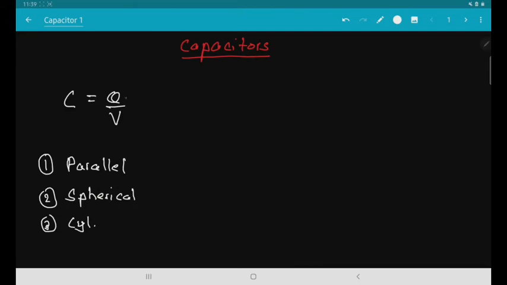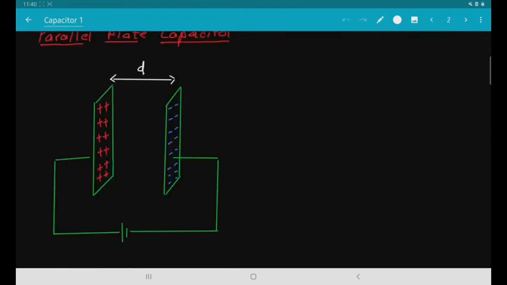And capacitance is a geometrical property. That means it depends on the geometry of the conductor. It is a geometrical property. So let us discuss first the parallel plate capacitor.